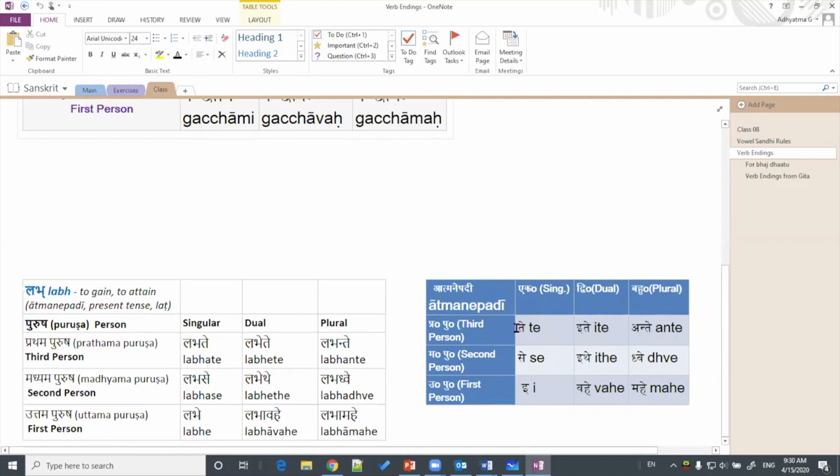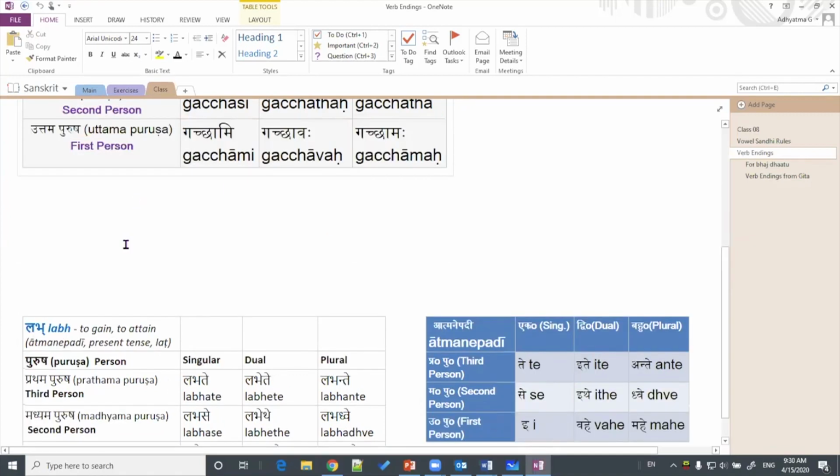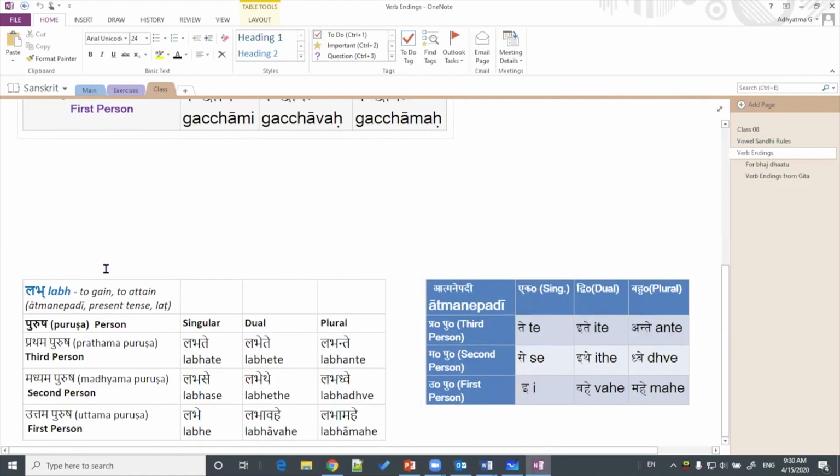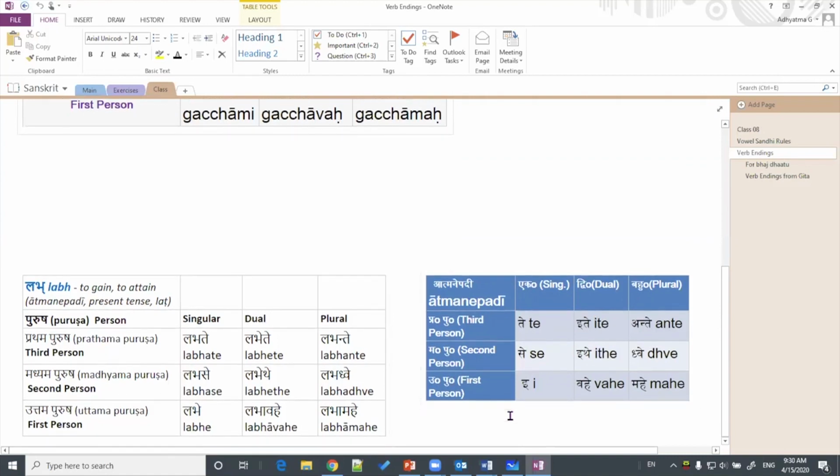How does Atmanepadi look like? Atmanepadi looks very similar actually. So there is this root called labh. Labh is an Atmanepadi dhatu. As I said, there are certain roots which are classified as Parasmaipadi, certain roots which are classified as Atmanepadi, and certain roots which take both the endings, they are called Ubhayapadi. Ubhaya means both. So that's why it's called Ubhayapadi. Gam is a Parasmaipadi dhatu, it does not take Atmanepadi endings. Labh is Atmanepadi, it does not take Parasmaipadi endings.